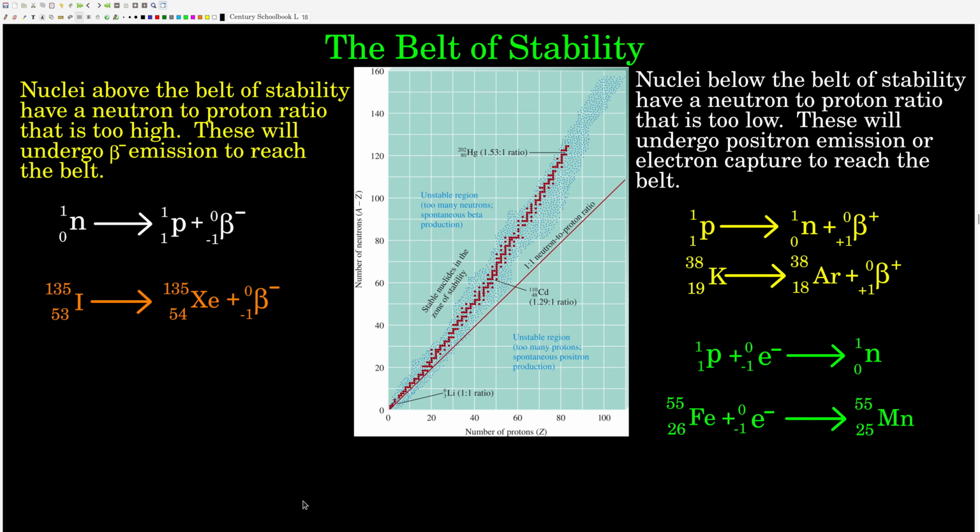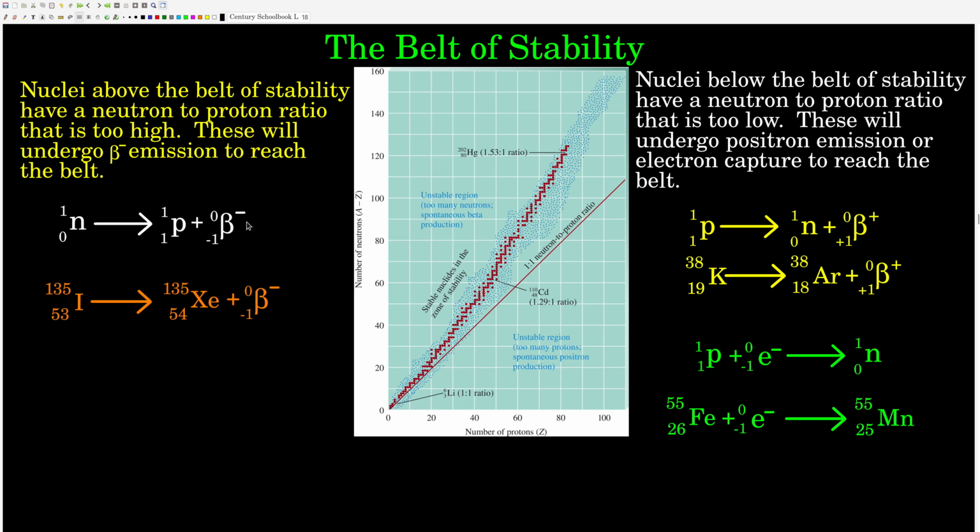So this is what I was saying a minute ago about the belt or the zone of stability. Nuclei that are above the belt of stability, the neutron to proton ratio is too high and they undergo beta emission. And here's what beta emission looks like. Basically, a neutron within the nucleus is converted into a proton, decays and leaves behind a proton, and emits a beta particle. You see how the mass numbers and charge numbers add up?